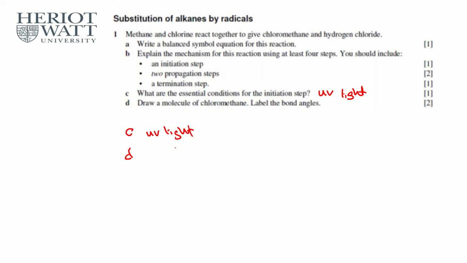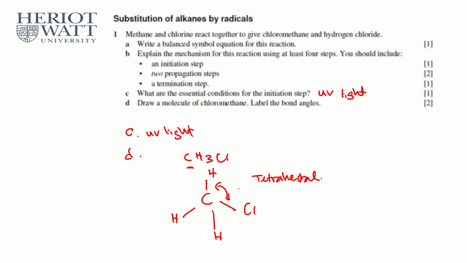For D, draw a molecule of chloromethane, label the bond angle. So they want us to draw a shape. So CH3Cl, central atom carbon, C, and then 1, 2, 3, 4, right? So you have 3 hydrogens and 1 Cl. Now the Cl can be anywhere, the hydrogen can be anywhere because it's a tetrahedral shape. So this is a tetrahedral. And the bond angles between each bonding pair will be the same, 109.5 degrees, which we have learned in chemical bonding. All right, so this is what they want us to draw.